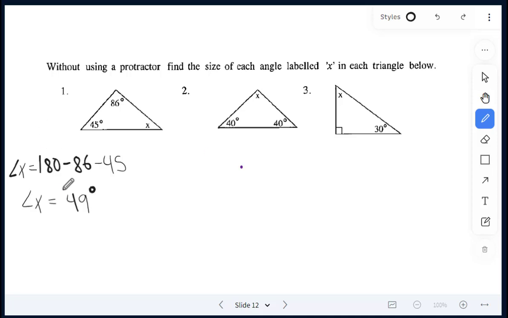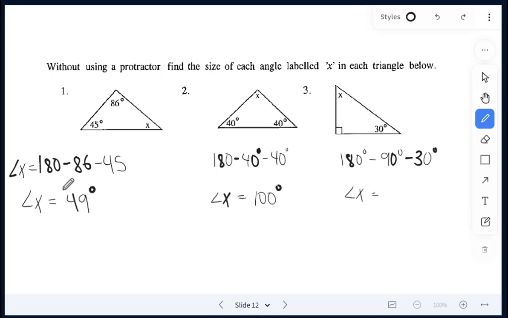So for this next one here, we have 40 degrees and 40 degrees. So 180 minus 40 minus 40, or you could have just done 180 minus the 80 degrees. So here angle X will equal 100 degrees. And last one here, remember that this little square means 90 degrees. So we're going to take 180 degrees, subtract 90, and subtract 30, and that will give us angle X is equal to 60 degrees.